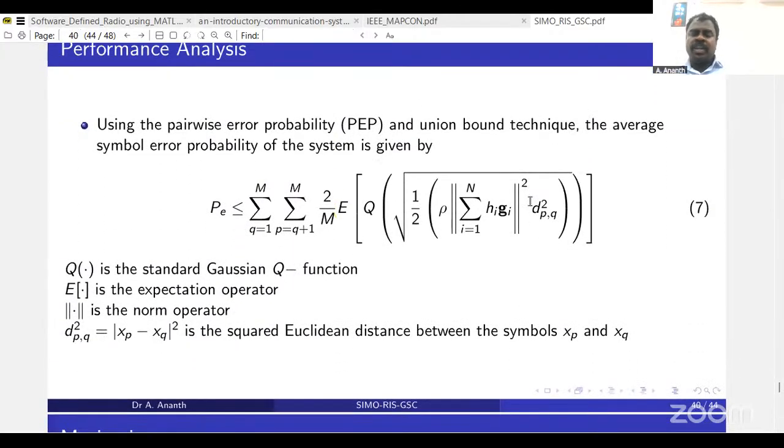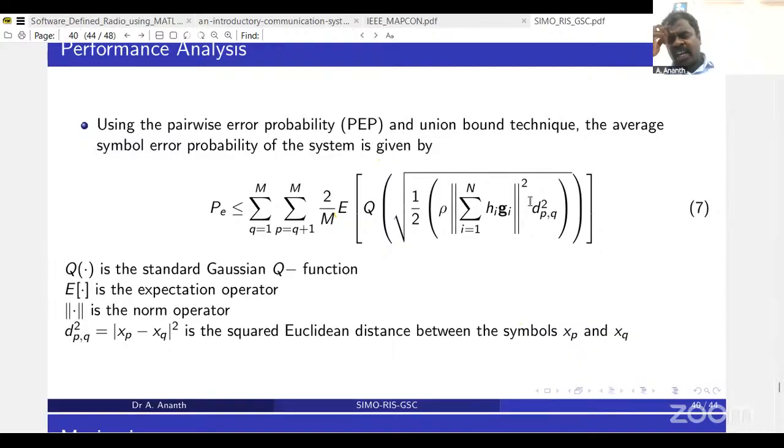Okay, so again, we need to perform the theoretical analysis after doing the system model. Because we want to validate our theoretical analysis with simulation. So that's what we have done here. We have used a pairwise error probability and union bound technique to find out the average symbol error probability of the system.